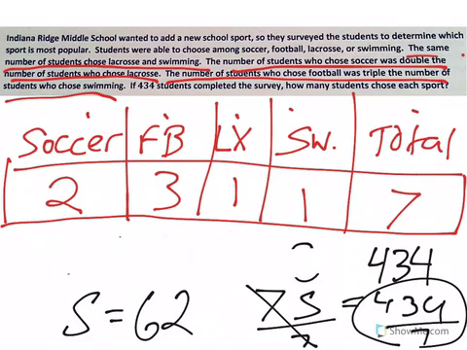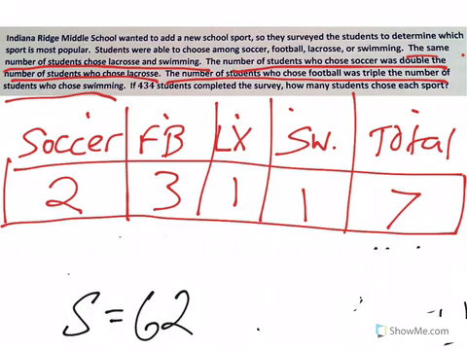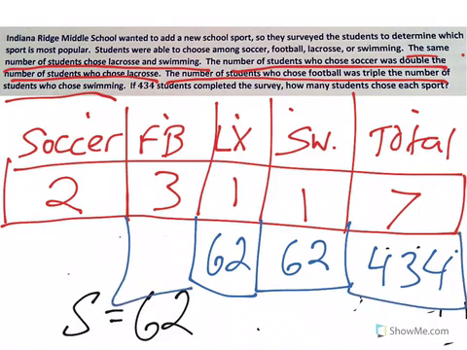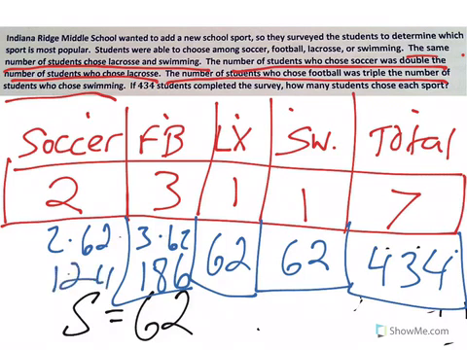So now you can get rid of all of that. So we have a little space. We know that S equals 62. 1S equals 62. So the number of students who want swimming is 62. Number of students who want lacrosse is 62. Our grand total we already know was 434. Football would be 3 times 62, which is 186. And soccer would be 2 times S, or 2 times 62, which would be 124.